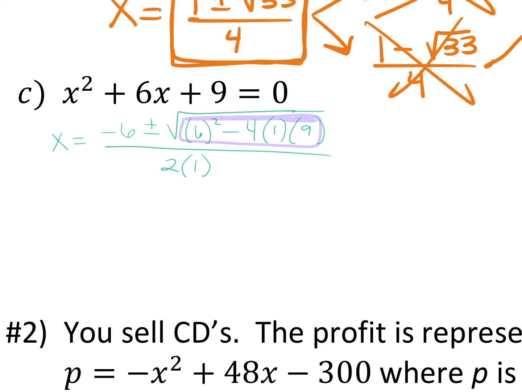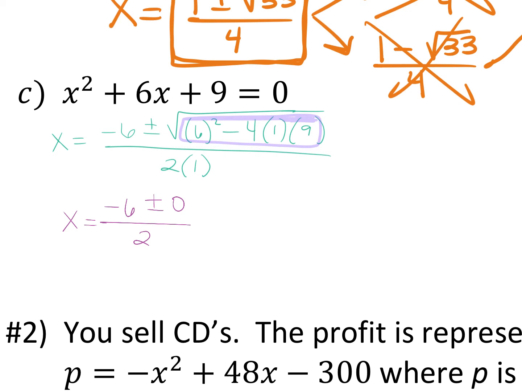Stephen got it. So this is negative 6 plus or minus 0 over 2. Can anyone tell me what that means? What does that do for us? Negative 6 plus or minus 0 over 2. How many answers do we have?